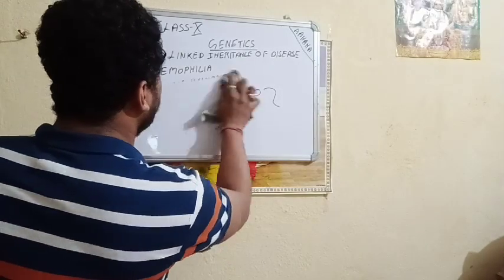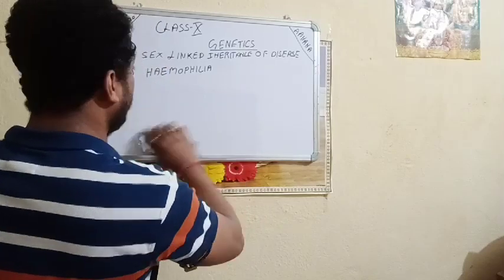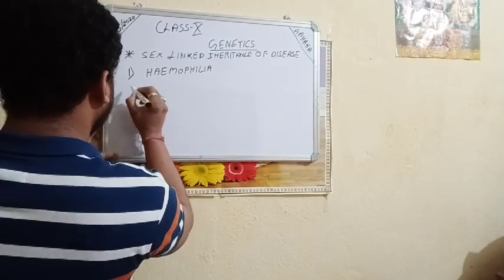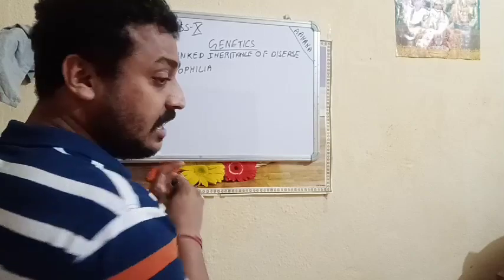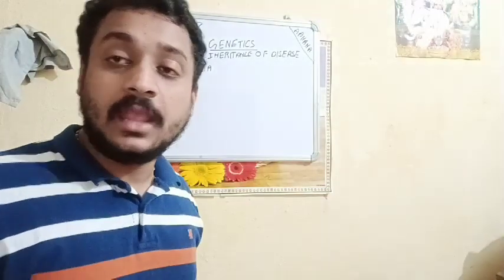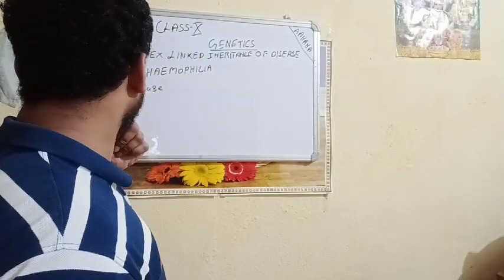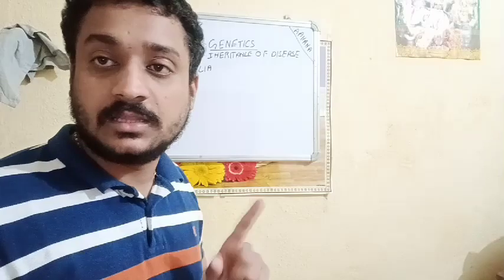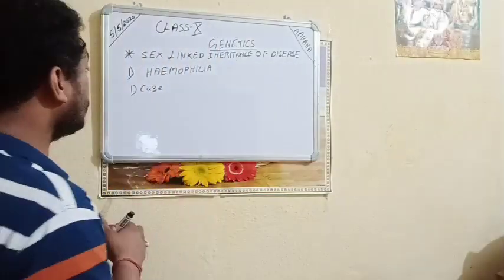So let's say I'll be explaining hemophilia. Hemophilia, first case. Try to understand, please. In the first case of hemophilia, what happens? Let's say the mother is healthy and the father is diseased. The mother is healthy and the father is diseased. So let's make it as such.